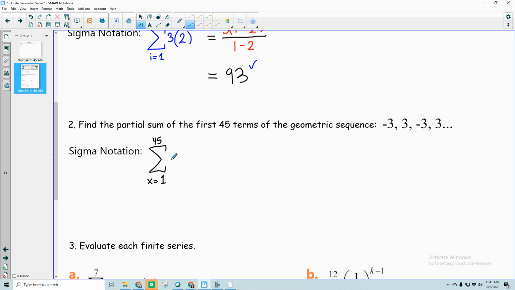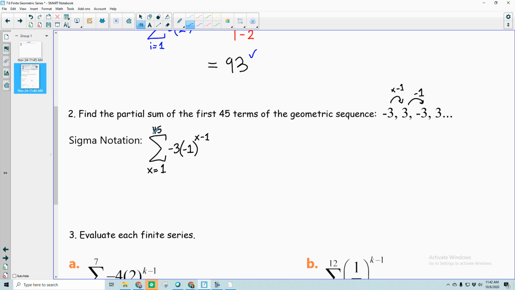So using the geometric explicit formula, I'll put negative 3 as my first term. And then the common ratio, well, to get from one term to the next, it looks like I'm just multiplying by -1. Okay? So -1 is going to be what r is. Okay? And then all of that is to the power of, and we're using the same letter as the index, that's to the power of x minus 1.